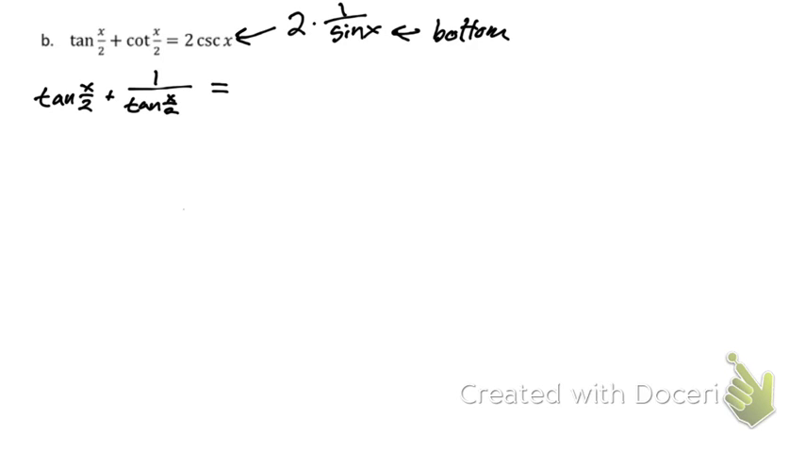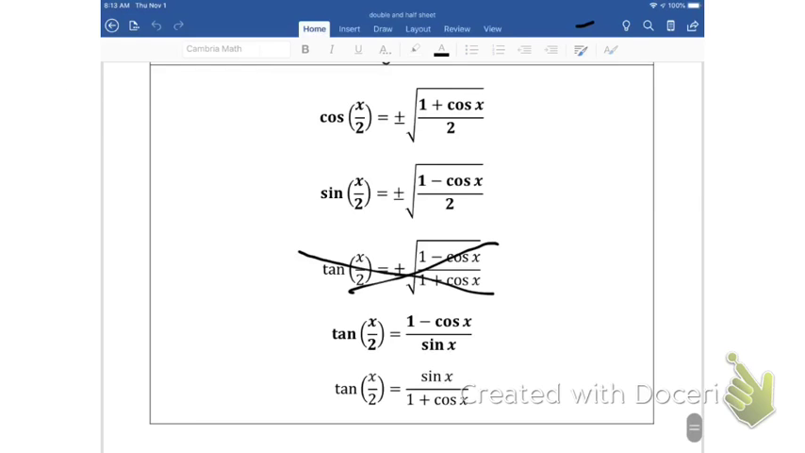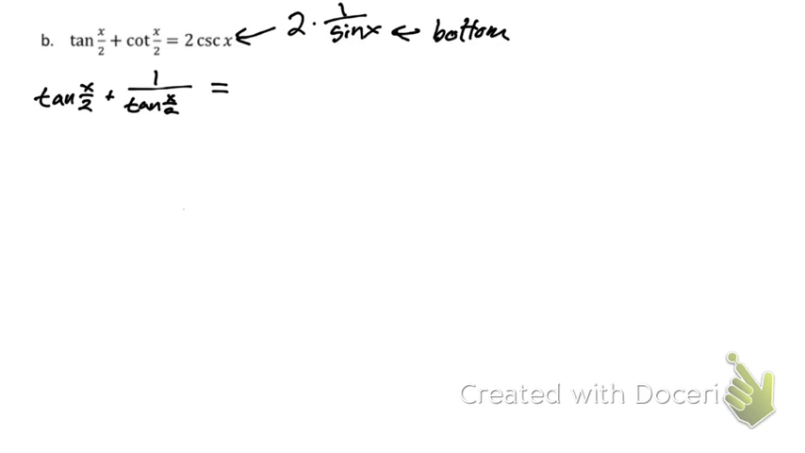Which means when I rewrite this tangent of x over 2, I'd want sine to be on the bottom. So I would just look at my things and ask myself which one has sine on the bottom. And that's that one. I'm going to rewrite my tangent of x over 2 as 1 minus cosine over sine. So our first one is 1 minus cosine x over sine.